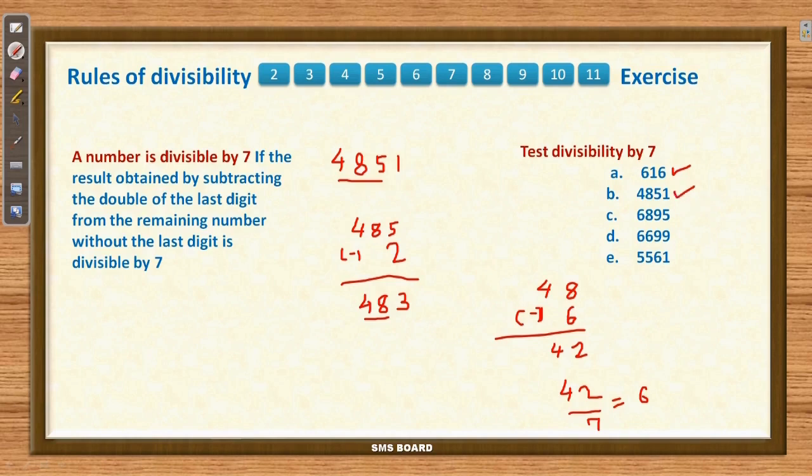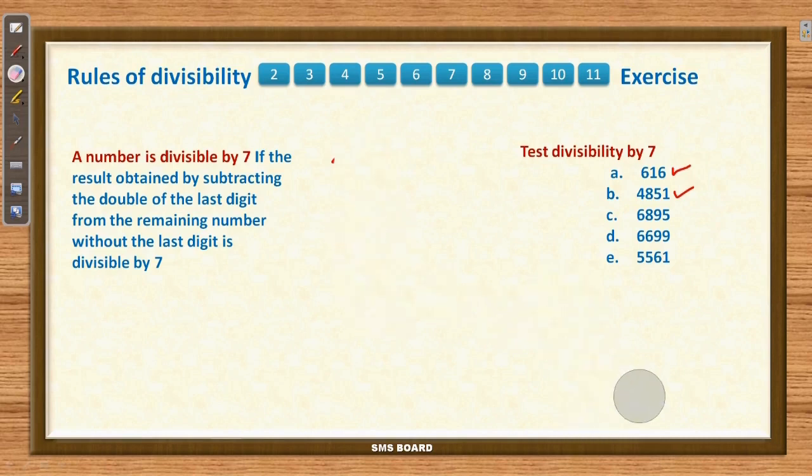So in this way we can apply this rule repeatedly to test the divisibility by 7. Now we will discuss the next problem, that is 6,895.